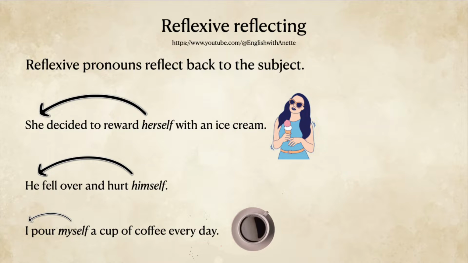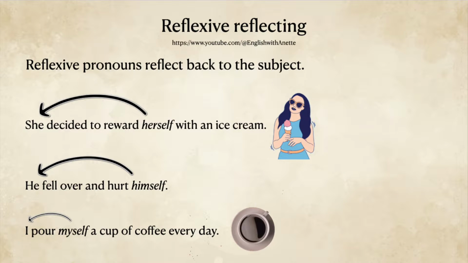Reflexive pronouns are pronouns that reflect back to the subject. She decided to reward herself with an ice cream. Herself reflects back to the subject she. He fell over and hurt himself. Himself reflects back to the subject he. I pour myself a cup of coffee every day. Myself reflects back to the subject I.